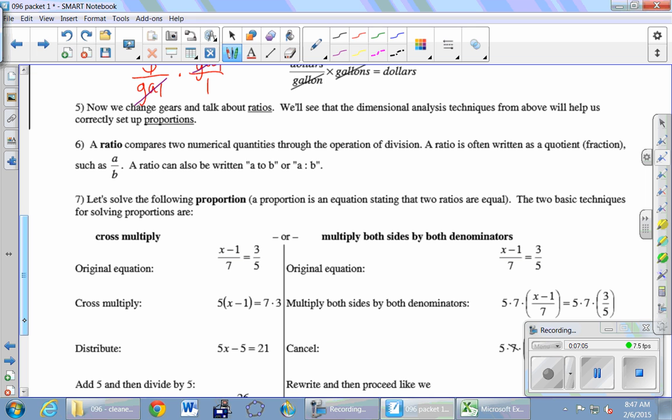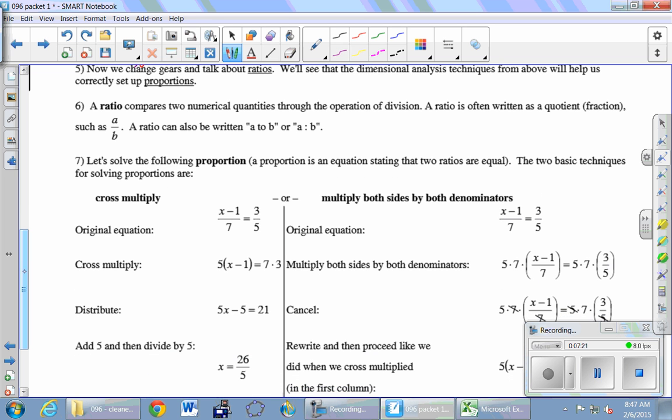Okay, so moving on to 5, Lucas. How we change gears and talk about ratio. How we change gears. We'll see that eventually. Thank you, Alex. 6. Okay, and Irene?